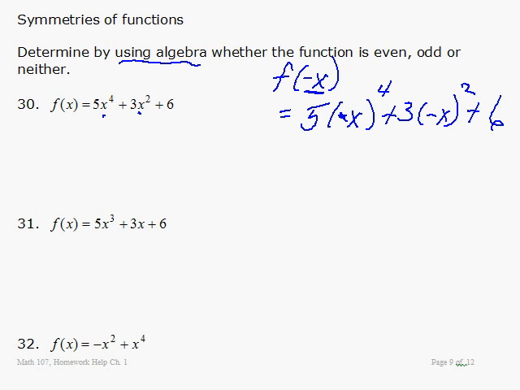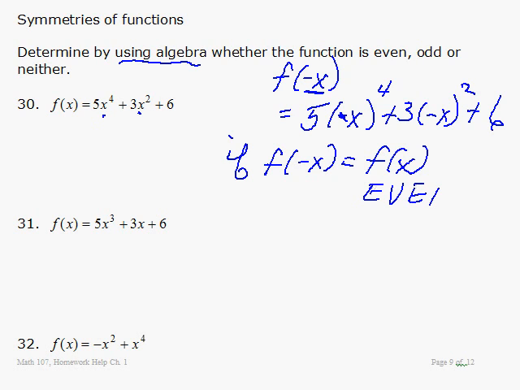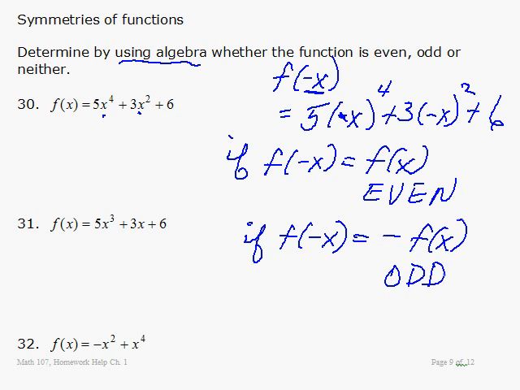If after you work it out you get back the original function, so if f of minus x doesn't look any different from f of x, then the function is even. If you put that negative x in and you get out a negative of everything you started with, that function is odd. On the other hand, if you don't get those answers, the function is neither. It's neither even nor odd.